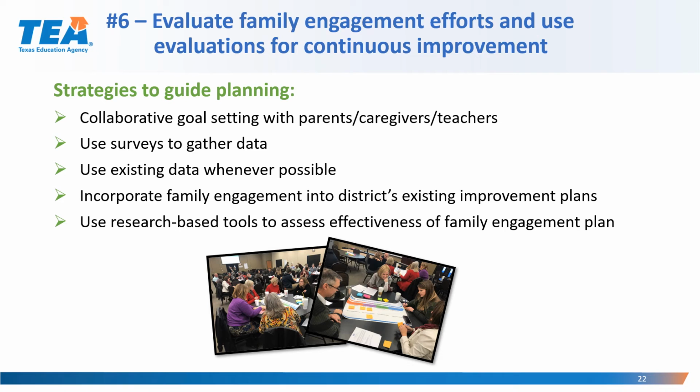Like other facets of high-quality pre-kindergarten programs, it's important to continuously evaluate efforts for family engagement. Component number 6 is evaluate family engagement efforts and use evaluations for continuous improvement. Strategies to guide planning for this component would be looking for collaborative goal-setting opportunities with parents, caregivers, and teachers, looking for those opportunities to use surveys to gather data.